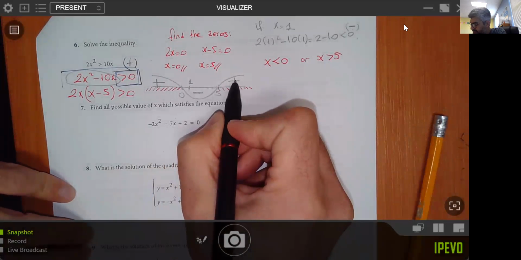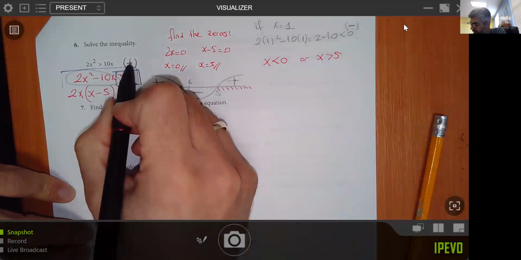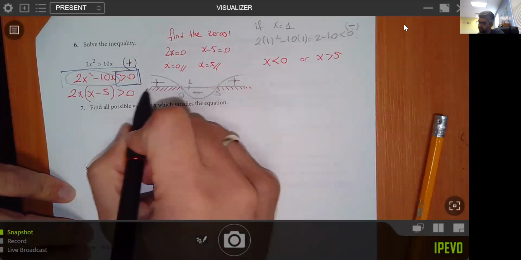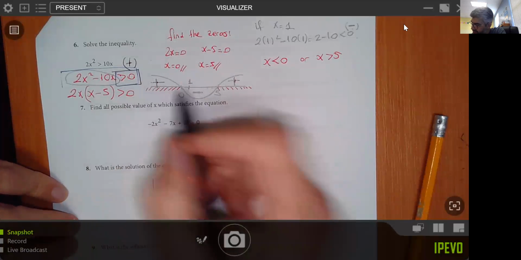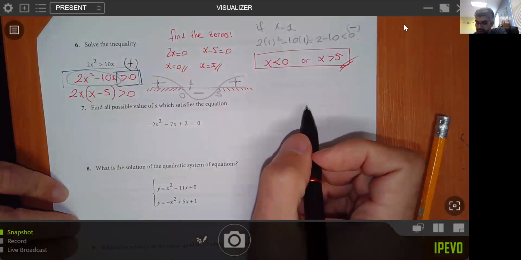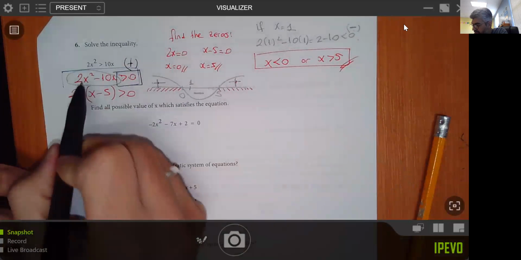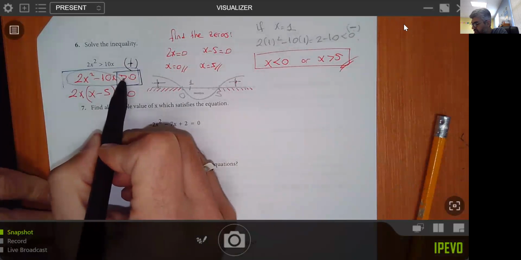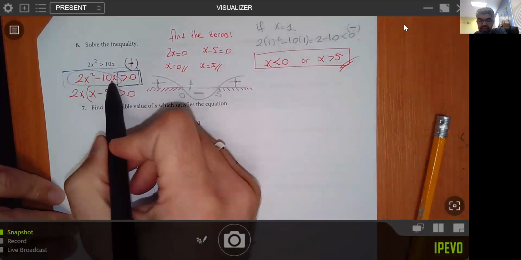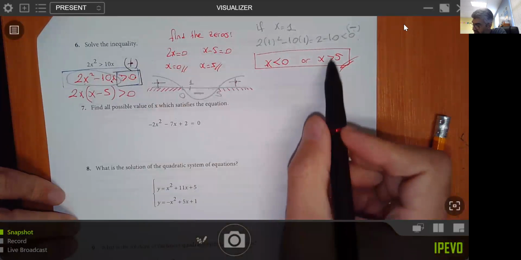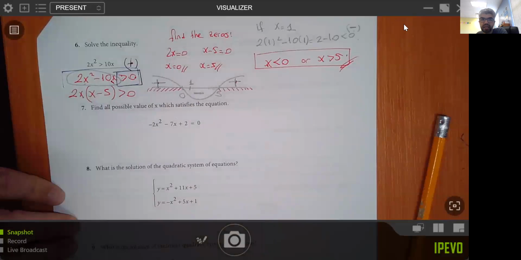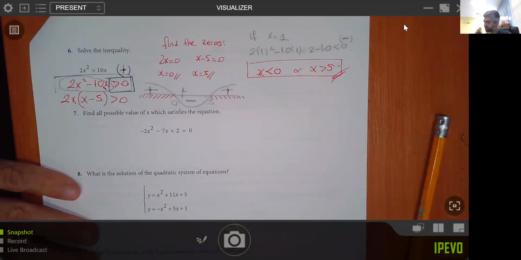Where do we see the plus sign? We select the intervals with the plus sign, and we write the x values for that interval. These are the answers. Solve the inequality means find the x values which make the given function greater than 0, positive. So if x is less than 0, 2x squared minus 10x will always be positive. If x is greater than 5, 2x squared minus 10x will always be positive. That's it. Is it clear?